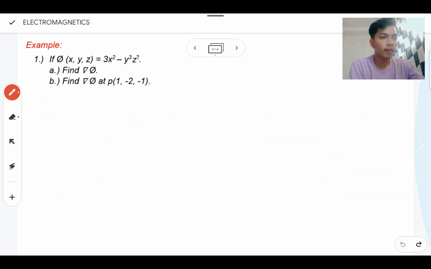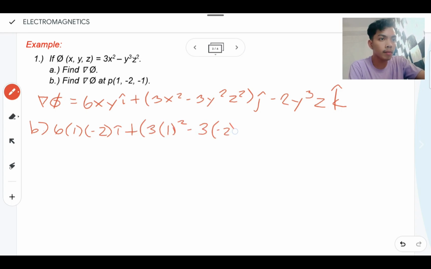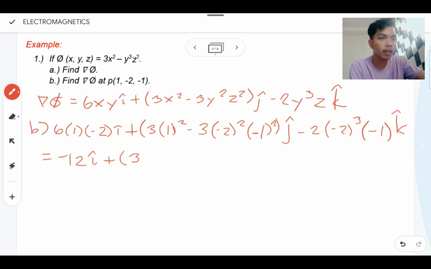So let's answer letter B. Find the gradient of phi at the point 1, negative 2, and negative 1. What we are going to do is simply substitute the values of x, y, z into the given gradient. So we have 6 times 1 i hat minus 3 times negative 2 squared times negative 1 squared j hat minus 2 times negative 2 cubed times negative 1 k hat. So we have 6 i hat minus 3 times 4 times 1 j hat minus 2 times negative 8 times negative 1 k hat.